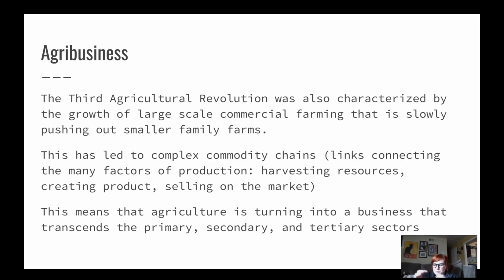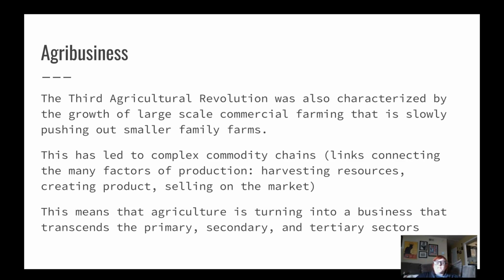So, kind of pushing out those small mom and pop farms, okay? I know there are a few in Reno who are making a comeback, but for the most part, most of the food that we eat comes from a big commercial farm, okay? So that's something that has happened during the third agricultural revolution.